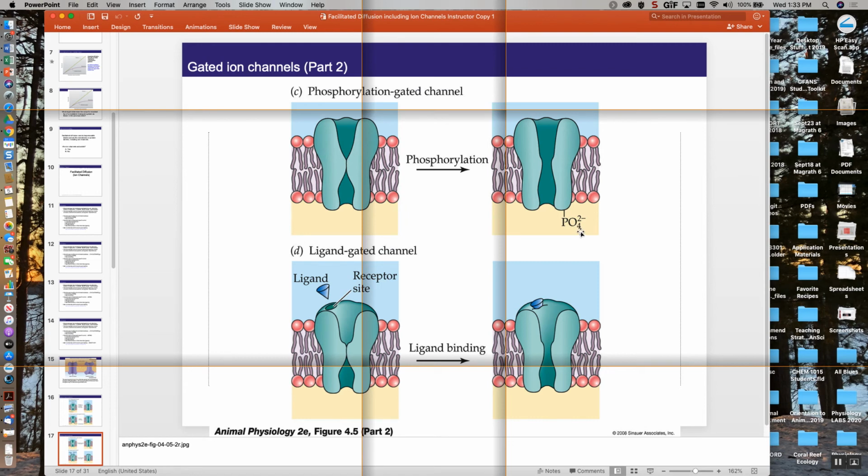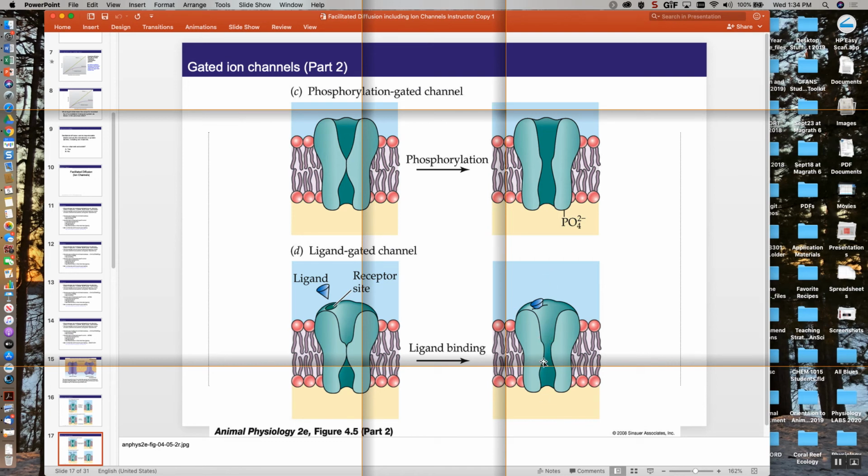All right, the last one here is ligand-gated channels. Sometimes they're called ligand-gated receptors. They are ion channels if they're ionotropic. So in this case, we have a ligand, like a neurotransmitter, that binds to the receptor, and that receptor happens to be an ion channel. So it opens up, allowing for ions to move across the membrane.